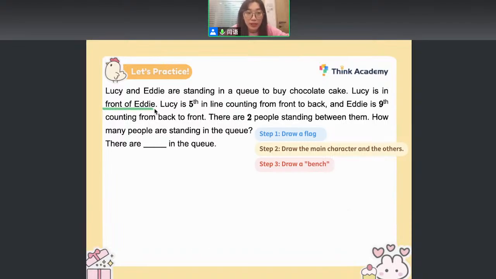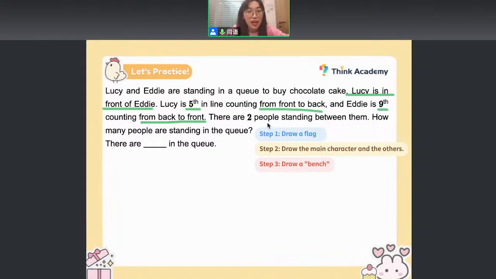Here, pay attention to the keyword. Lucy is in front. So where is front? Everyone, do remember to draw the flag and label the direction, okay? And then, Lucy is 5th in line, counting from front to back. From front to back. And Eddie is 9th, counting from back to front. Try to draw it when you read the question, okay?